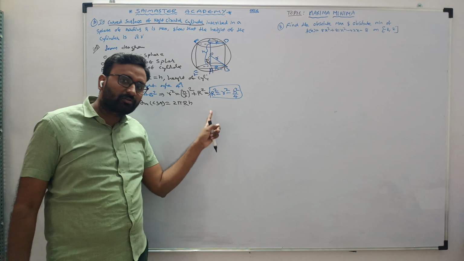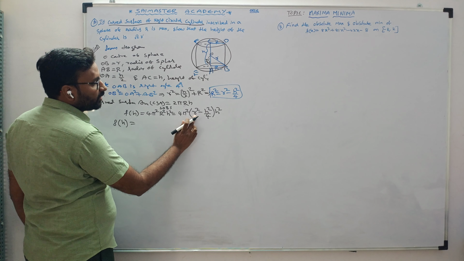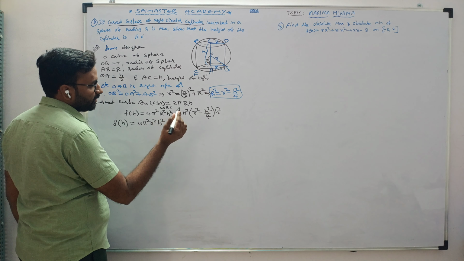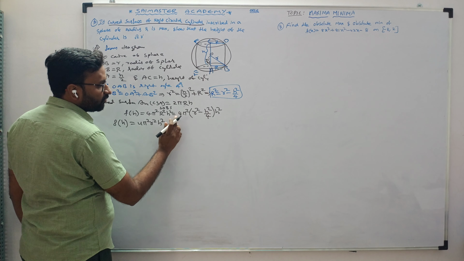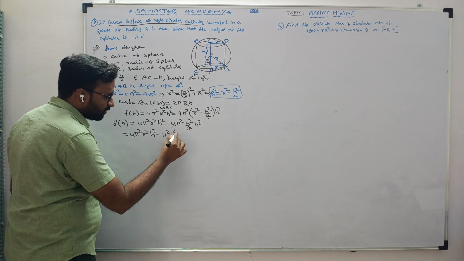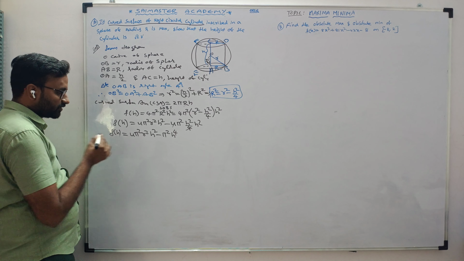Already we have small r square h square by 4 into h square. Now simplification: f of h is equal to 4 pi square r square h square minus 4 pi square into h square by 4 into h square, the 4 cancels. Now finally what you will get is 4 pi square r square h square minus pi square h power 4, which is the function in terms of h.